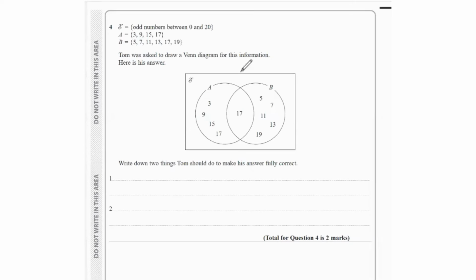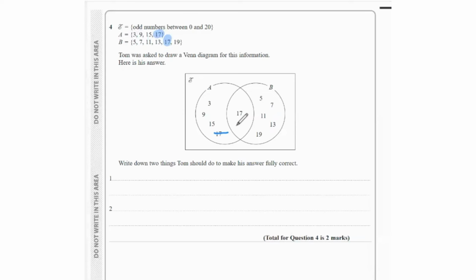So let's see if the intersection is correct. We can see that the common element is 17. If the common element is 17, then we cannot add this 17 over here because that's already added over here. So this is wrong. That's one thing that he needs to change. Apart from that, if you look at the elements in set A, 3, 9, 15 is correct. And for B, 5, 7, 11, 13, 19, correct.